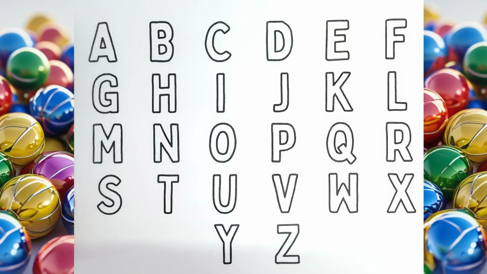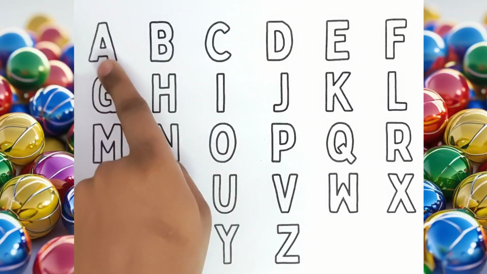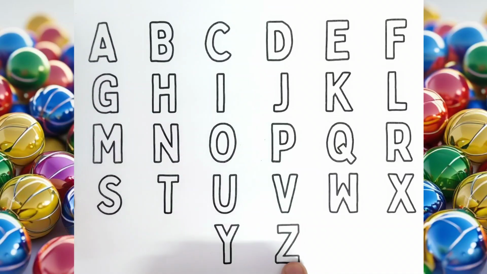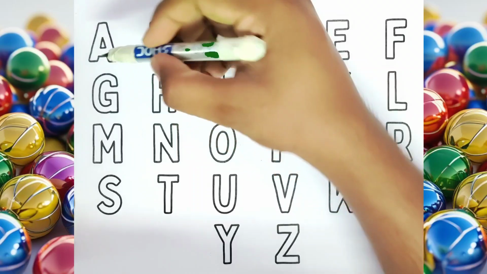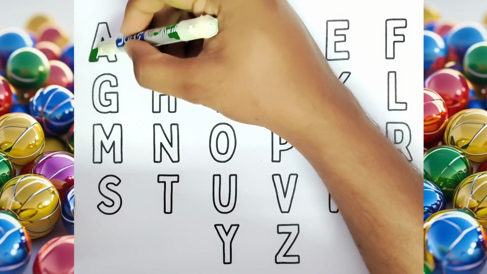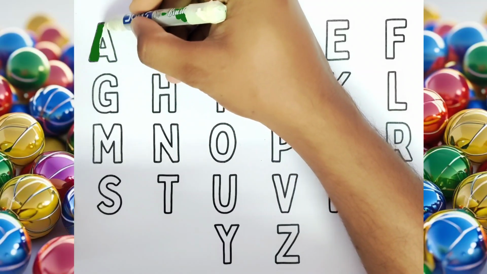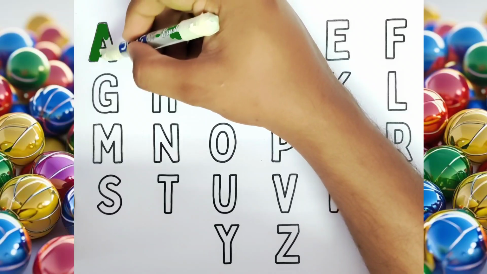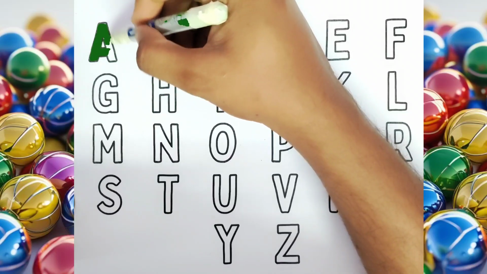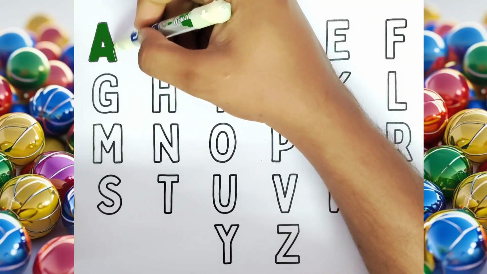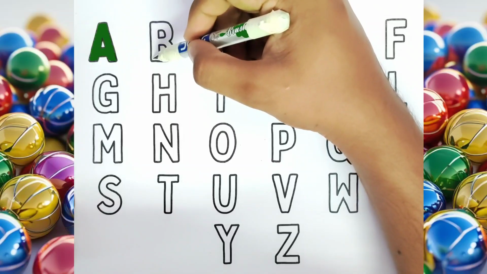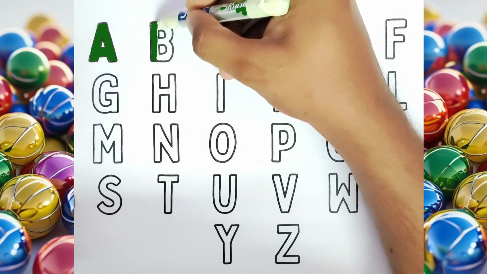Today we are going to learn alphabets. We will be coloring from A to Z. Let us get started. This is A. A for apple. B. B for ball.